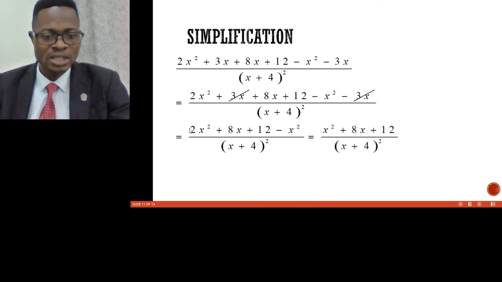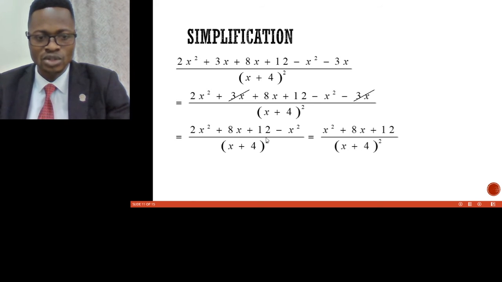Now, if you see here, we have 2x squared and we have x squared. So 2x squared minus x squared will give us x squared, plus we still have 8x and we still have our positive 12, divided by x plus 4 squared.